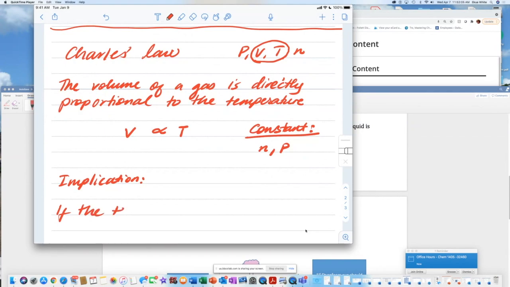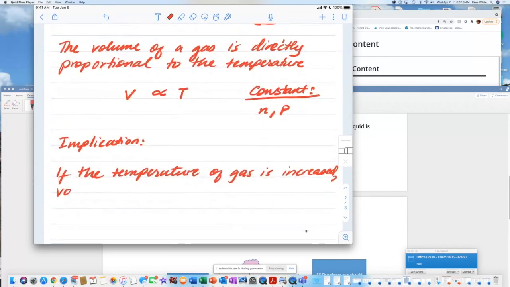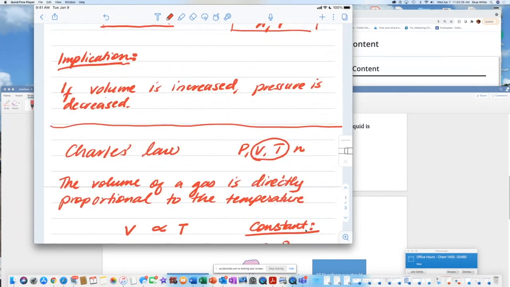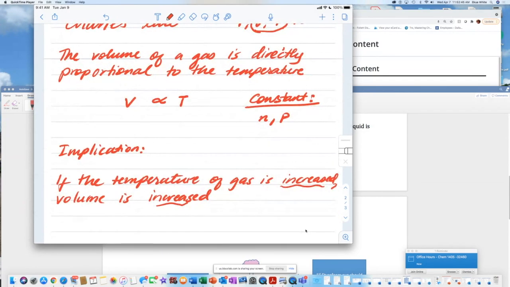The implication is if the temperature of gas is increased, volume is increased. Since they have that direct relationship, they change towards the same direction, versus here we had that indirect, or inverse, relationship. So when one factor increases, the other one decreases. So they have the opposite trend. Here we have same trend, same direction.